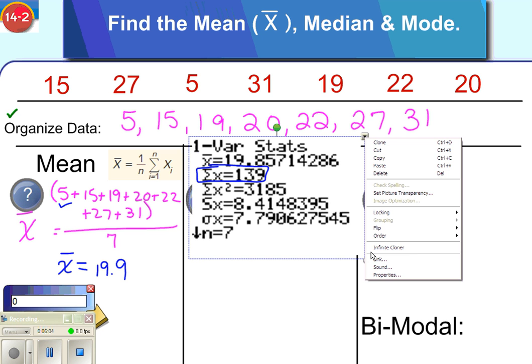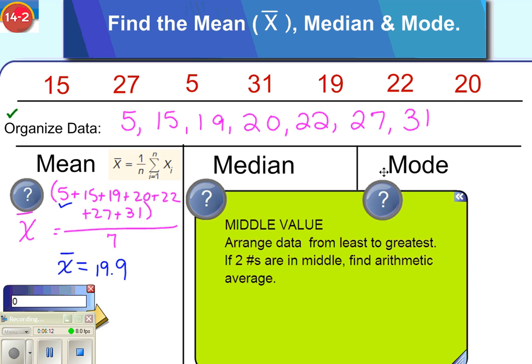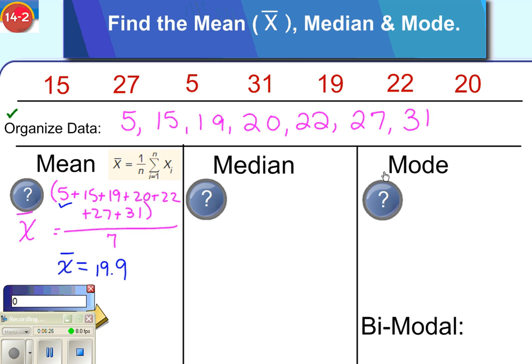Next, let's look at doing the median. Most people remember the median. The median is the middle value. So arrange your data from least to greatest. If there are 2 numbers in the middle, you're going to find the arithmetic mean. So you may want to hit pause so you can jot that down, the median. So our median, if I just kind of work my way in, 5 and 31, 27, 15, 19 and 22, it appears to me the median is 20, the middle value.